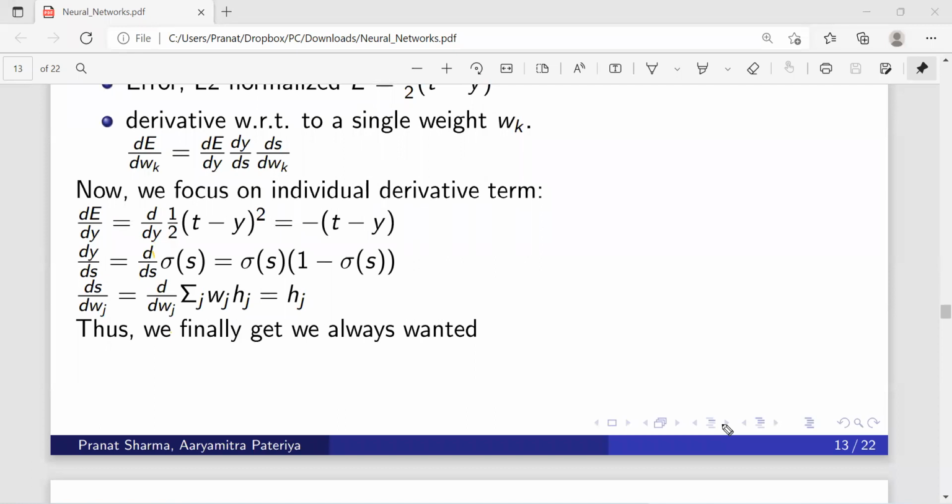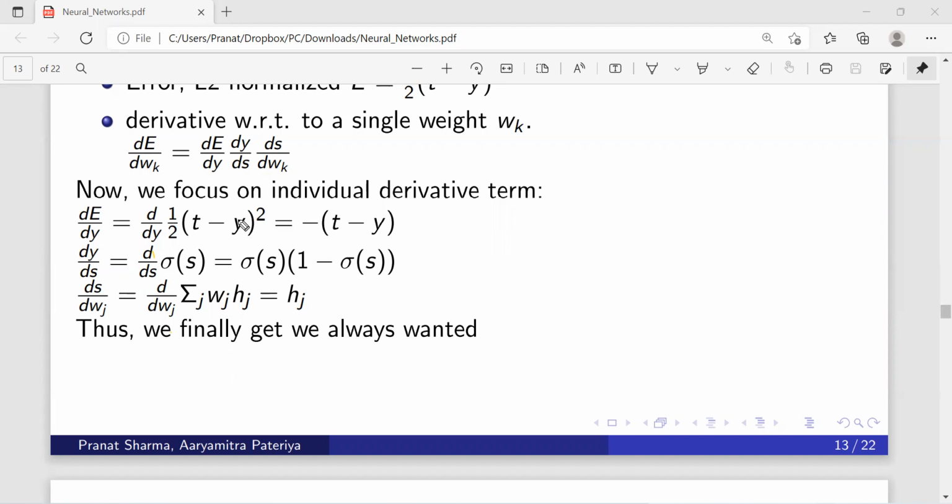So dE with respect to dy would be the derivative of this with respect to y. This is quite trivial. You can see that this is negative (t minus y). dy/ds, where sigma is a function of s, is sigma of s into 1 minus sigma of s. We proved that earlier about the derivative of the sigmoid function. And ds/dwj, where obviously h will be treated as a constant. Because it is a constant, we'll just get hj. So we've computed all 3 derivatives.